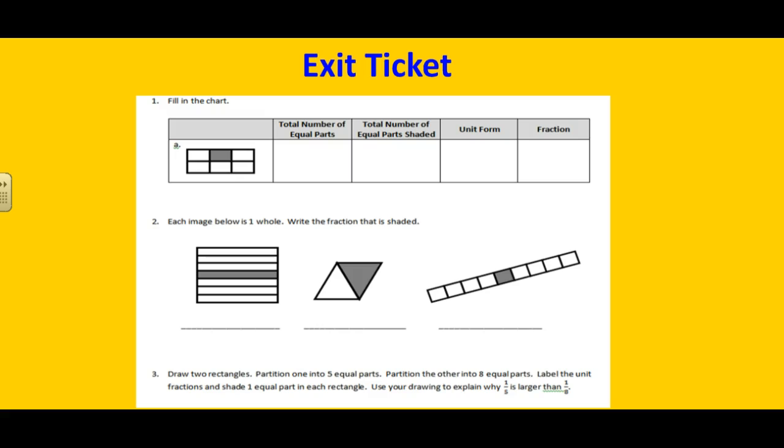Okay, so we're moving on to the exit slip. Whenever you are finished with that, make sure you bring that to me.